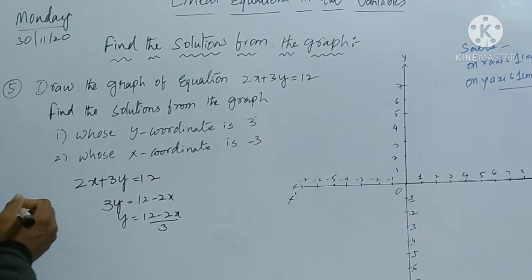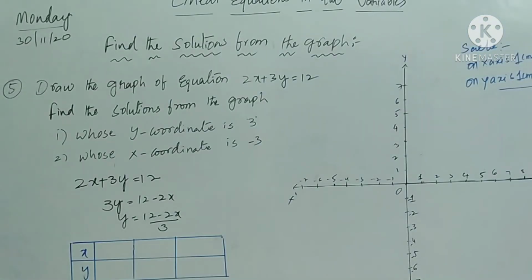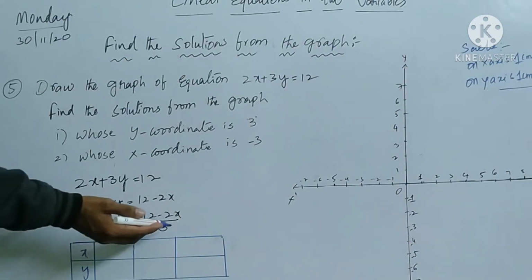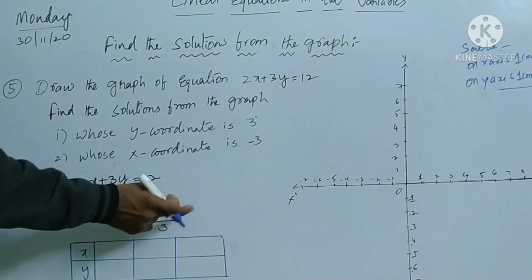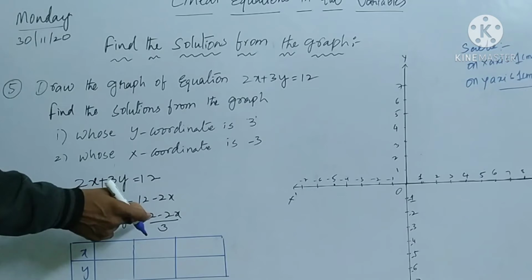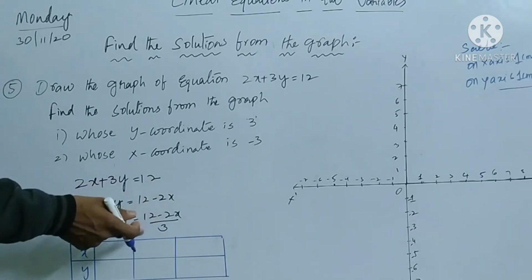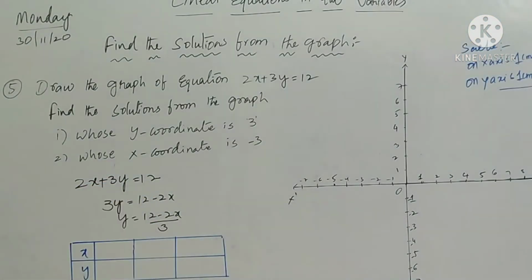So here we have to remember one condition. After the substitution of the x value and the simplification, the result must be a multiple of 3. Otherwise we will get a fraction, and a fraction is difficult to identify on the graph.